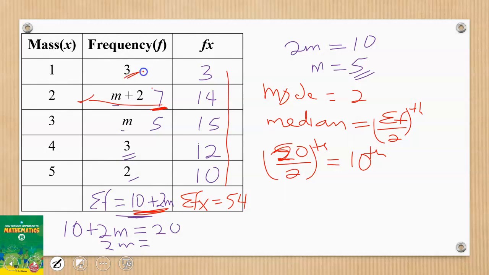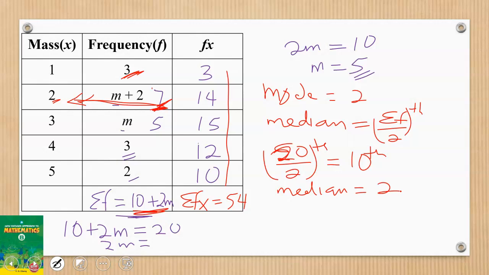Then we add from the frequency side, we add the numbers downwards to see where we get to the 10th, and that becomes our answer. So 3 plus 7 here is 10. So straight away we've gotten our 10. So then we track that to this, and that still gives us 2. So our median will be equal to 2. And that is true because mode and median, they are not far from each other. And neither is the mean.